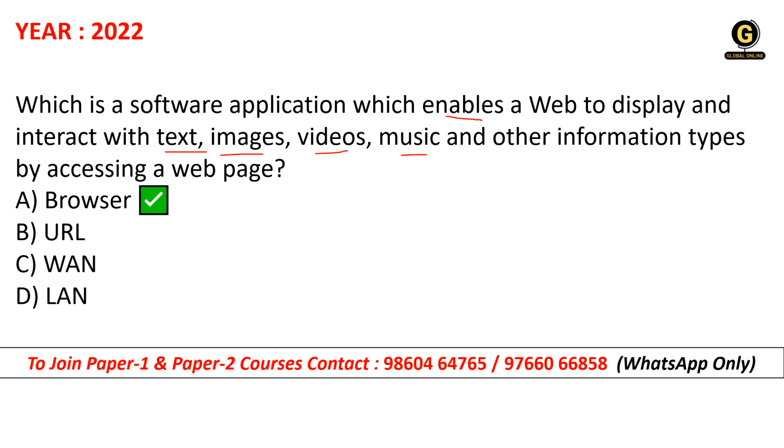URL, it is used before the website, right? LAN, WAN, it is the cables and connections, right? Browser itself is a software application we use for browsing the data, for displaying the web. Okay, interact with text, images, videos, music, and other information. Clear?